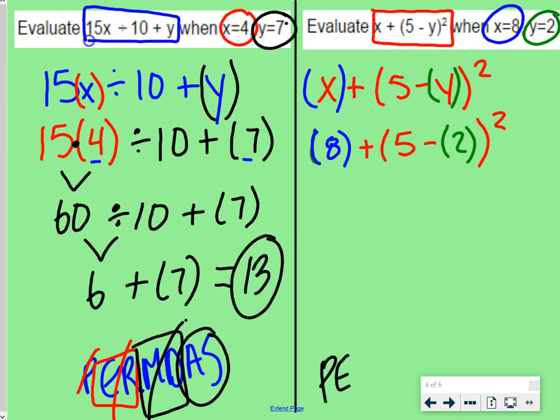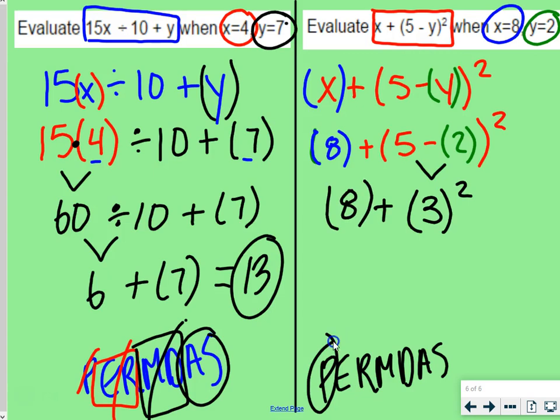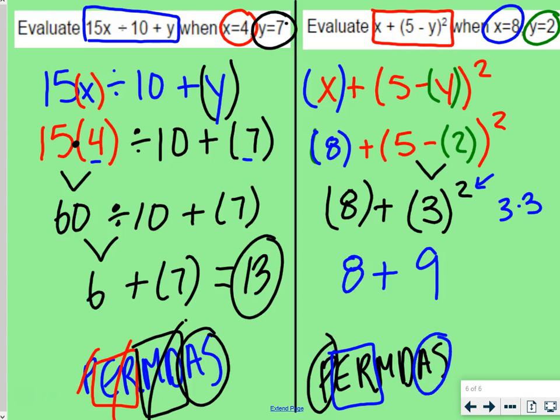Now that we've substituted, we use order of operations, PEMDAS, to evaluate the expression. Parentheses. Do we have anything in parentheses? Yes, we do. We have 5 minus 2 in parentheses, which is 3. Rewrite the rest of the problem. Exponents and radicals. Do we have any exponents or radicals? We do have an exponent, this little number. 3 squared means 3 times 3, which is 9. And now we just have one operation left, that addition and subtraction. We do 8 plus 9 and we get 17.